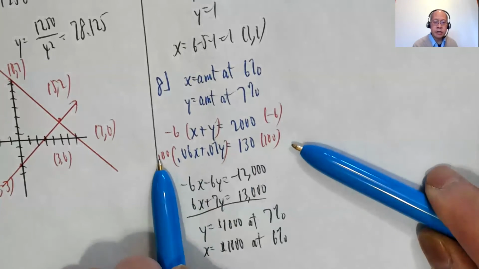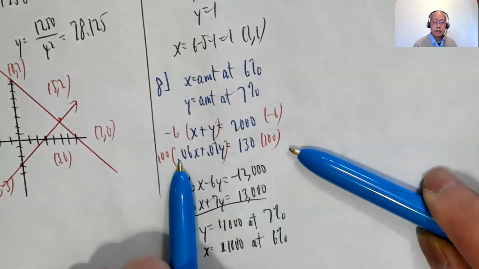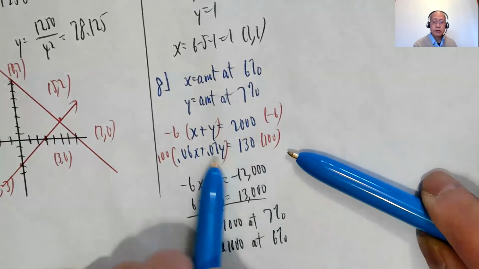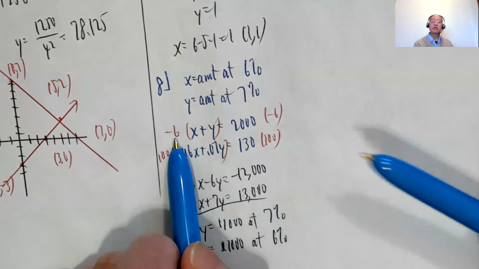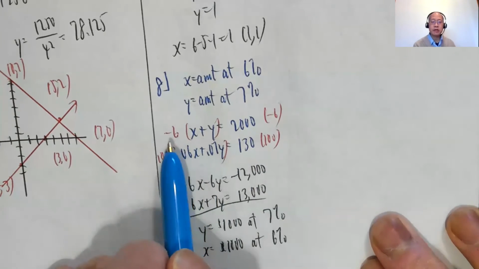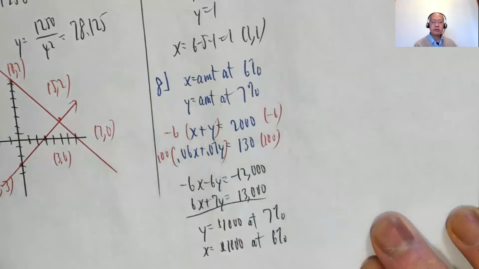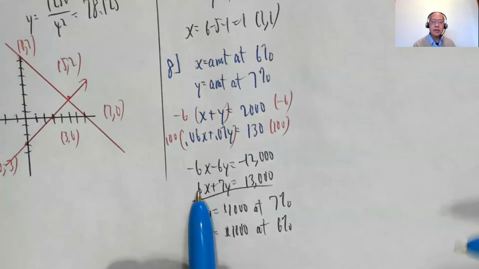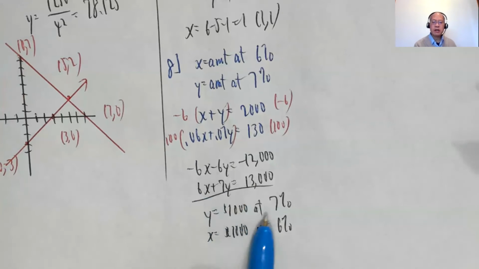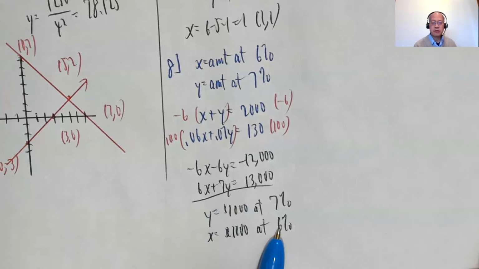Multiply the second equation by 100 to get rid of the decimals. I realize that's going to give me a 6x plus 7y. So if that's a 6x, I multiply the top equation by -6, so that when I add, the equations don't cancel out. So -6x minus 6y equals -12,000. 6x plus 7y equals 13,000. Add them up. Y is $1,000 at 7%, and x is also $1,000 at 6%.